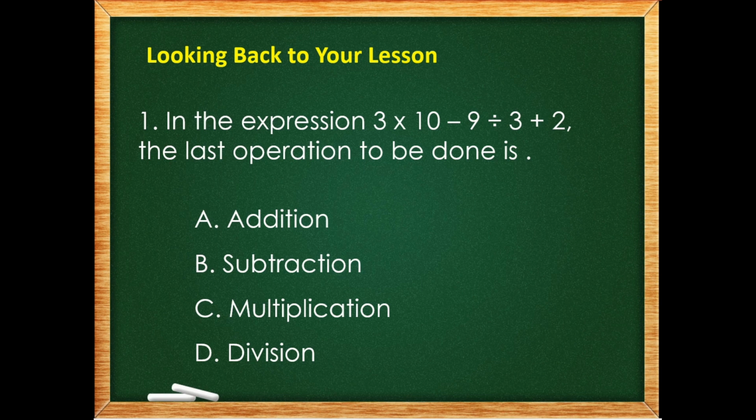For question number 1, in the expression 3 times 10 minus 9 divided by 3 plus 2, the last operation to be done is A. Addition, B. Subtraction, C. Multiplication, D. Division. The question is the last operation. Yes, the answer is letter A. It's addition.